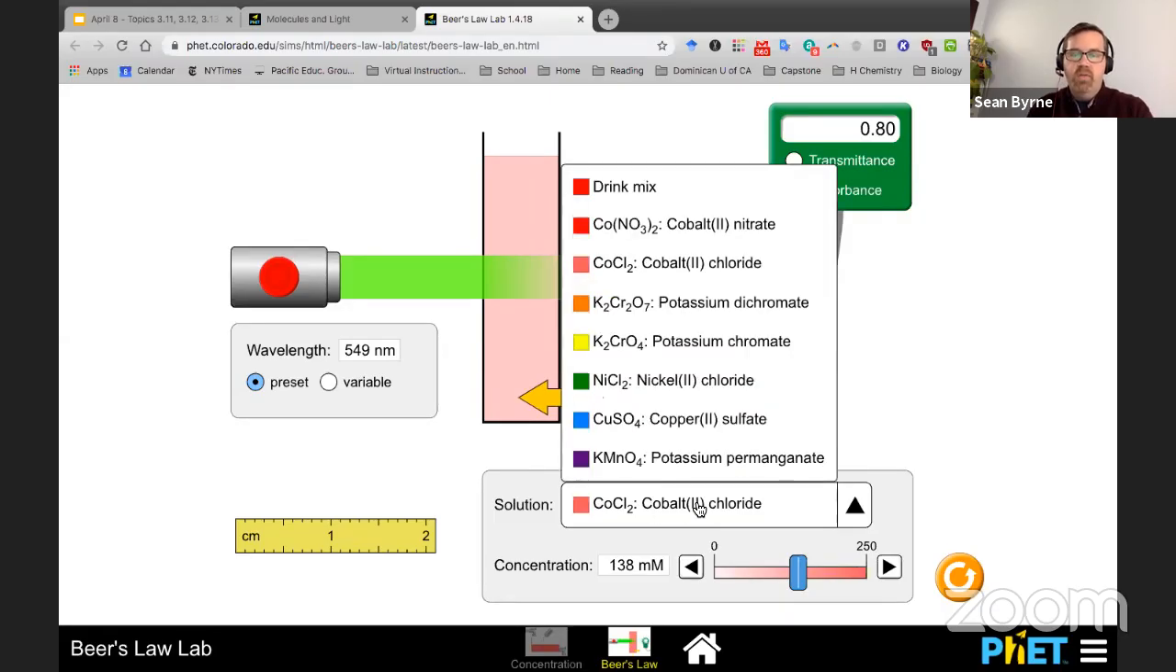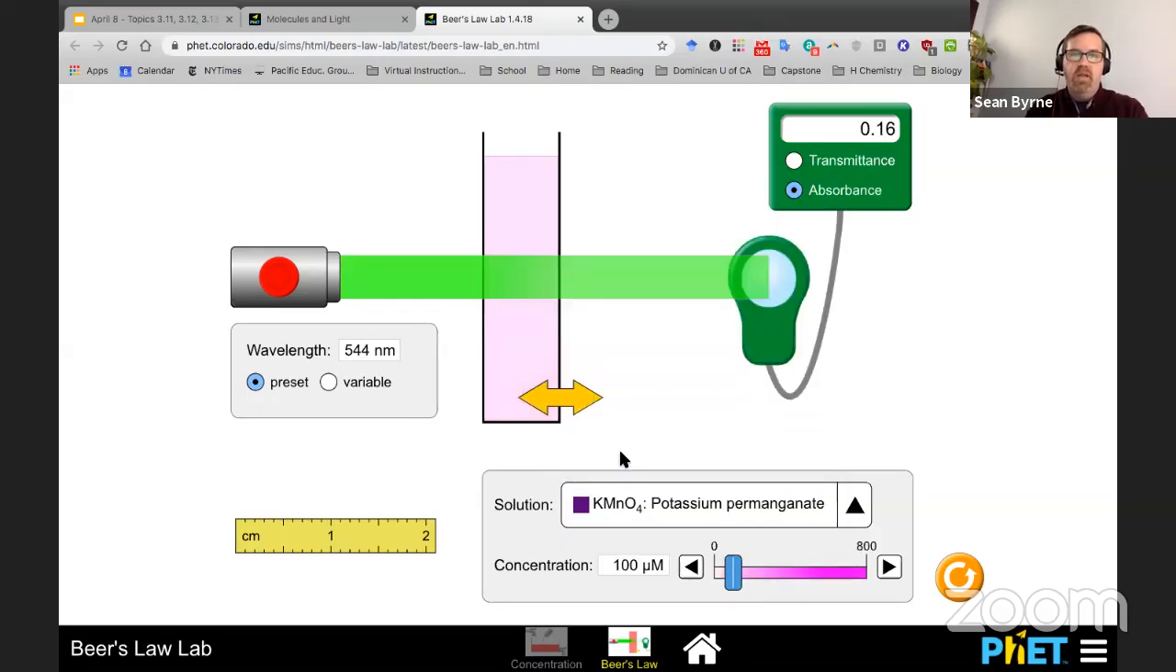Now, it's important to note that as we're looking at all of these solutions here, okay, even if we had Kool-Aid mix or whatever, all of these have different colors. And this type of experiment is only for solutions that have a color. We cannot use this method of analysis on a sodium chloride solution or something that would be clear without having a color on it. Okay, so this is something that we could play around with.